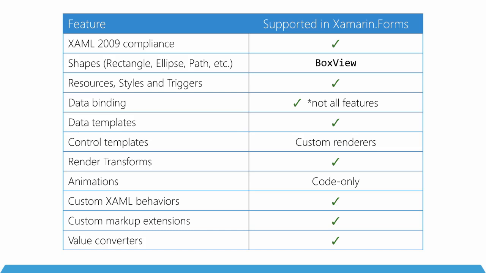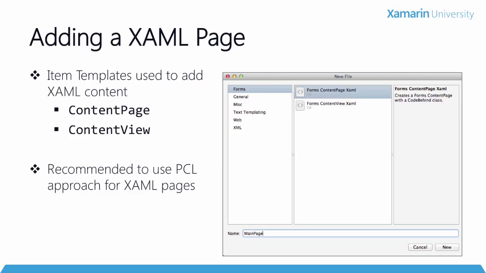So let's look at how to add XAML content into our Xamarin.Forms apps, and we'll cover the basics of XAML for those of you who have not done much with it. To add a XAML page to your application, you'll typically start with a built-in item template. Xamarin supplies two of these out of the box. We have the content page, which creates a new page, and this is the one that you'll use most often, and is the one we're going to focus on here today.